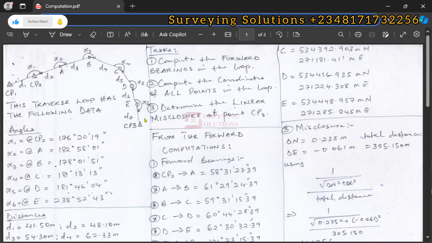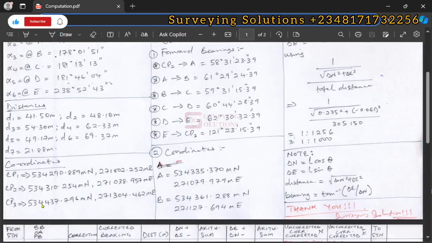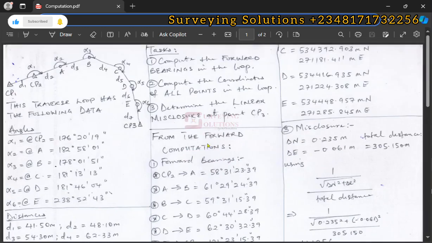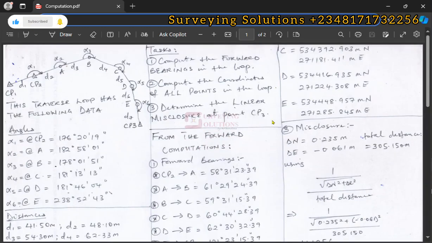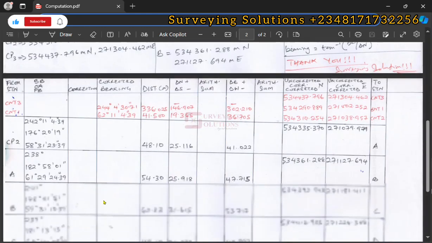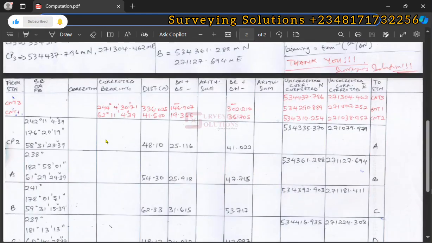By the time you get back to CP3 from your computation, you will not exactly get the coordinate given to CP3, right? Good. So that is the misclosure, right? Good. So these are the results, like an extract from the forward computation. So this is the forward computation.